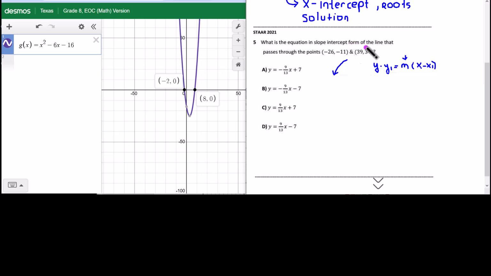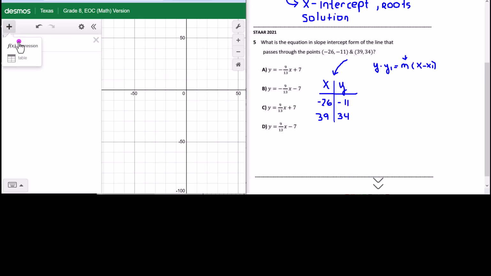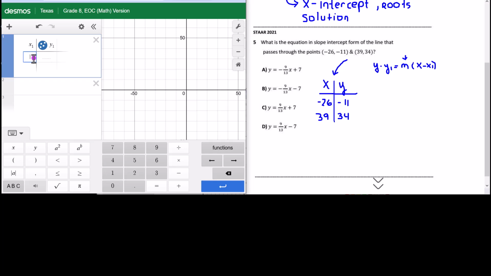Because it says here is a line, so we know it's going to be a linear relationship. So let's build a table using these two values, okay? So right there, we notice that x is negative 26, and this is negative 11. This is 39, and this is 34. So we have a table right there, and what we're going to do is we're going to go to Desmos. We're going to create a table, and it's pretty cool because the table is pretty small. Negative 26, negative 11. Then the next one is going to be 39 and 34. Perfect. Double check that you copy correctly, and then as you can see, the points appear, okay?